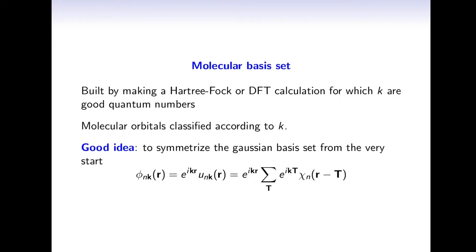So of course, a good idea, since we know that, is to symmetrize the Gaussian basis set, now using the first Brillouin zone of the lattice system from the start. So essentially, it's taking some linear combination of the Gaussians in order to block-diagonalize our two electron and one electron integrals from the very start, of course.